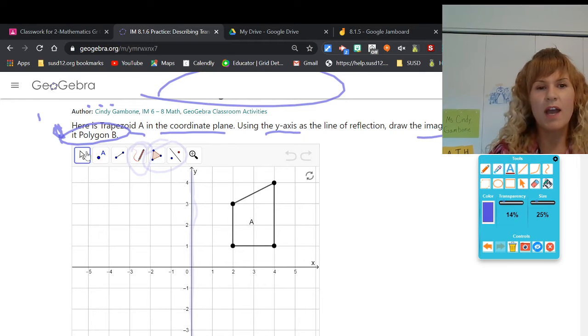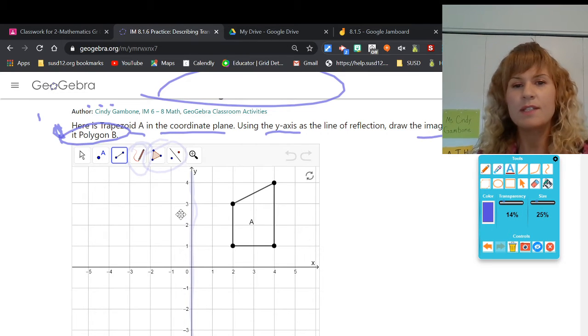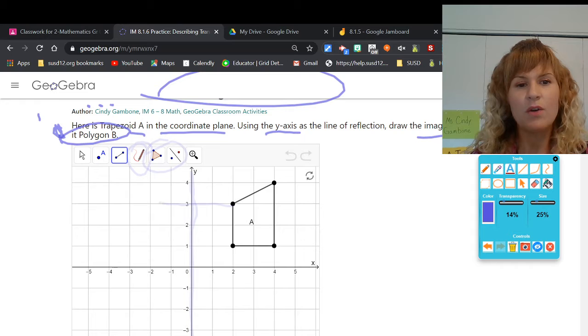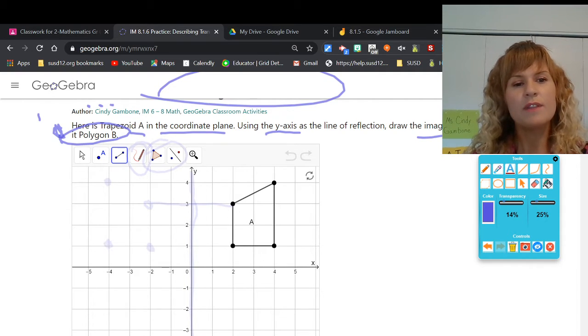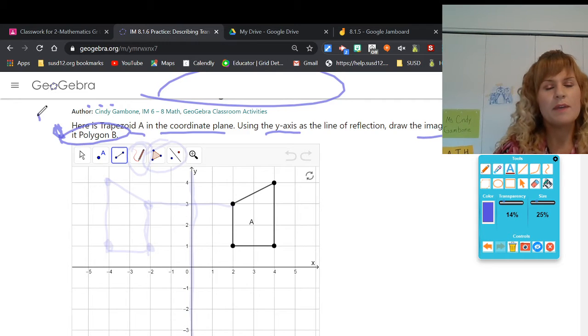Let's first try the drawing tools. So I'm going to get the line segment. When I reflect across the y-axis, I know that my points just move over across the line of reflection. All of the lengths stay the same. I can visualize what the image of A will look like. Now, let me connect those lines using the line segment tool.